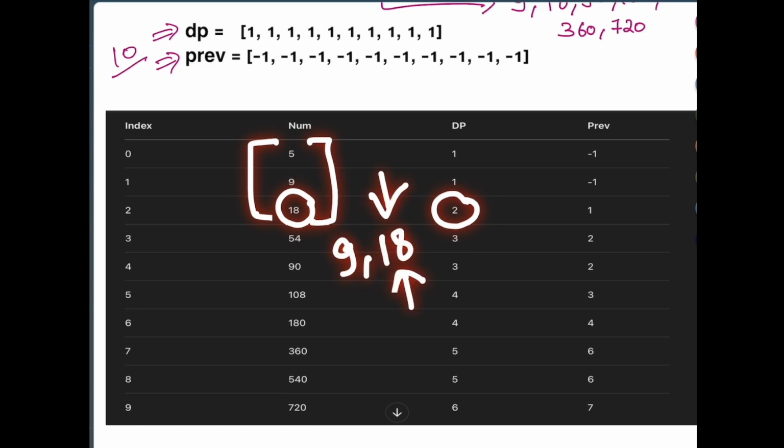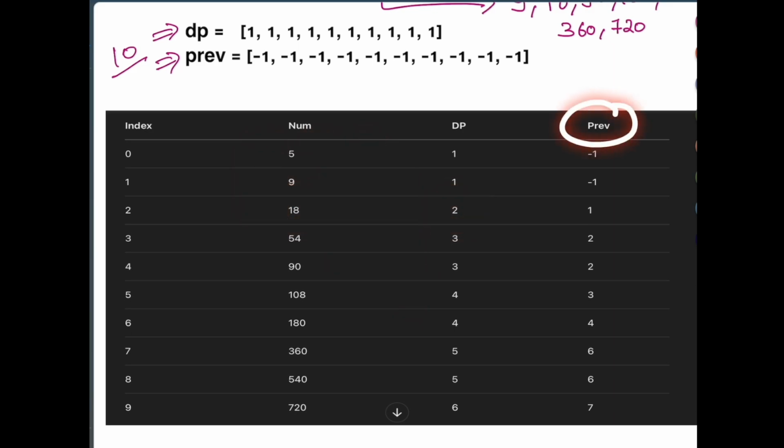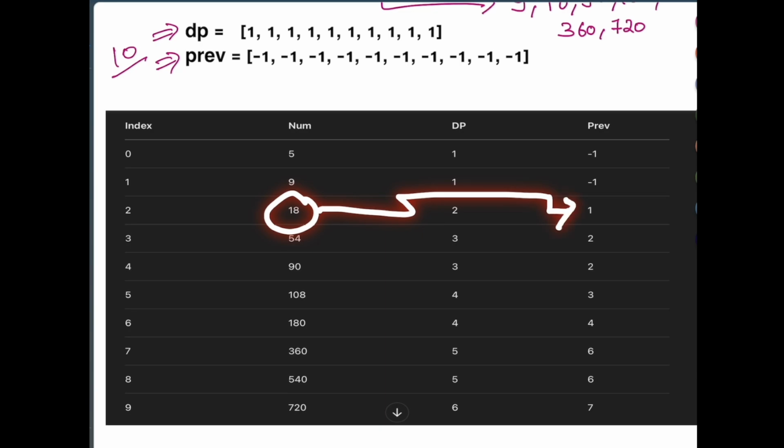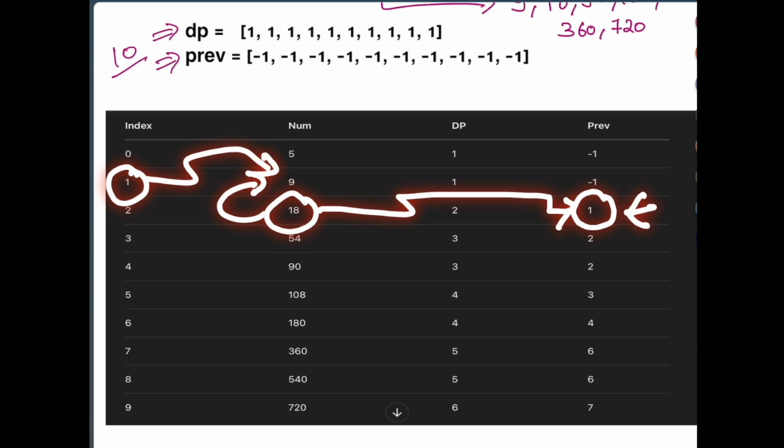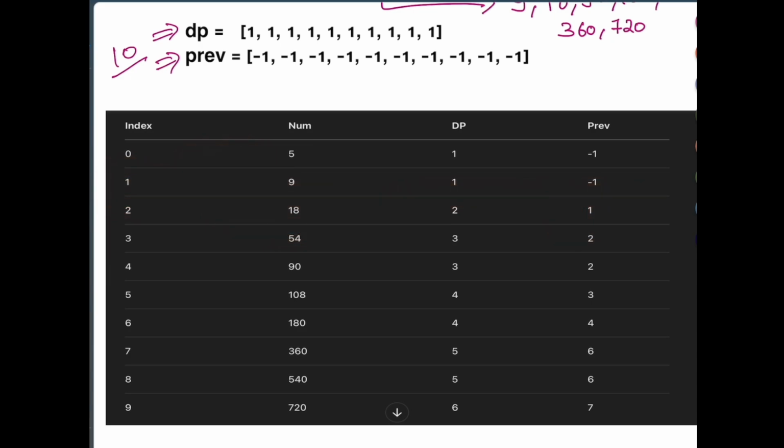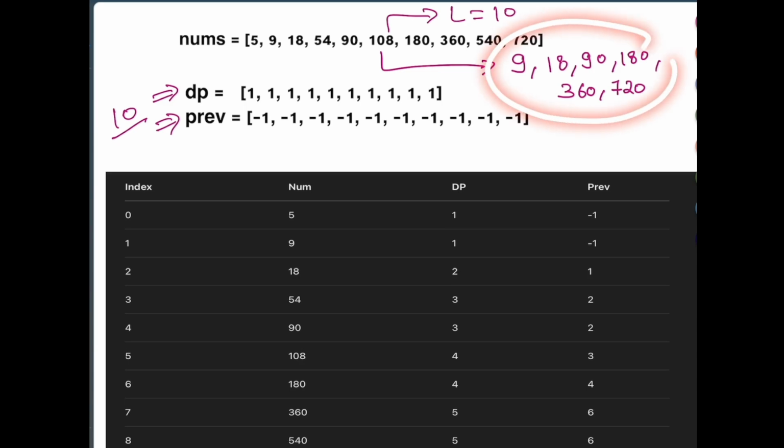Now we know that 18 will be the last element, but what is the element before 18? We need to keep track of it, and that is why we are using previous as well. So at 18, the previous is not going to be -1, it is going to be 1. 1 means before 18, I bonded with index number 1, which is 9. We are storing the index as well to backtrack to get our answers, because in the output we need to return all the elements. So before 18 we have 9, and the index of 9 is going to be the previous value of 18.